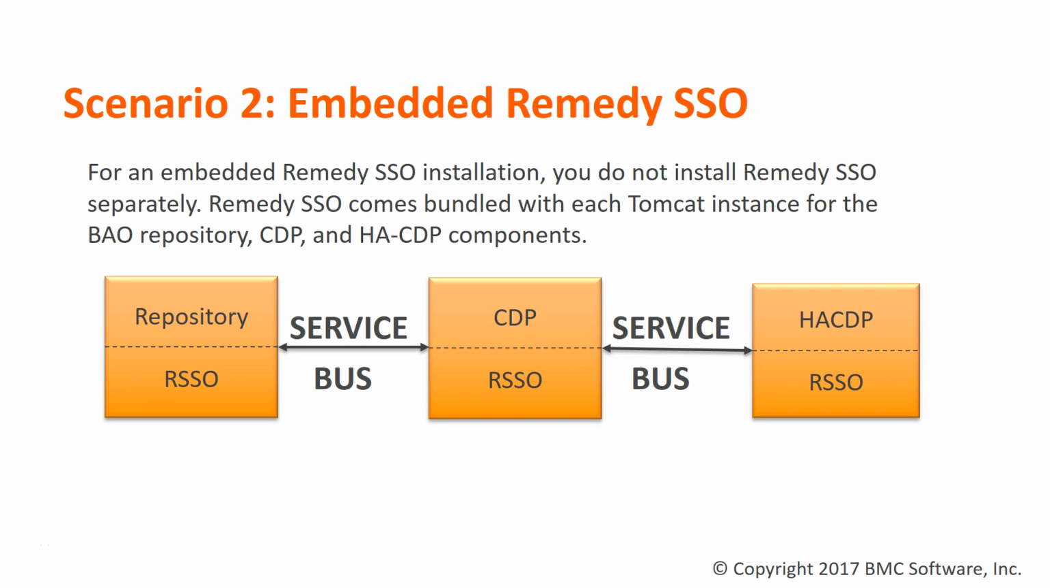Let's discuss scenario 2, where we are using embedded RSSO. This option is available for selection when you install the BAO platform components, that is repository, CDP and HACDP. In this setup, during installation, RSSO is bundled with each BAO component and there is no need to install it separately. Once installed, we need to configure Enterprise Service Bus to perform user account syncing. Basically, this ensures that any user account changes made on one RSSO instance are synced across all available RSSO instances within other BAO components.